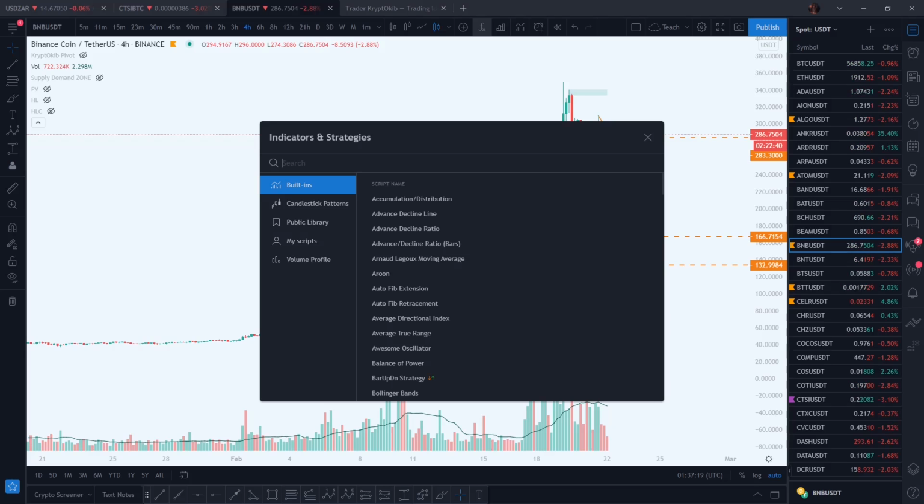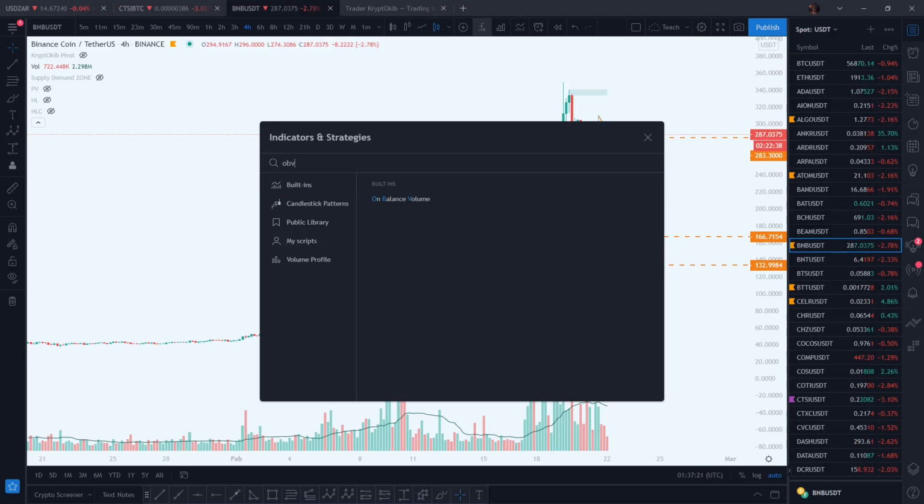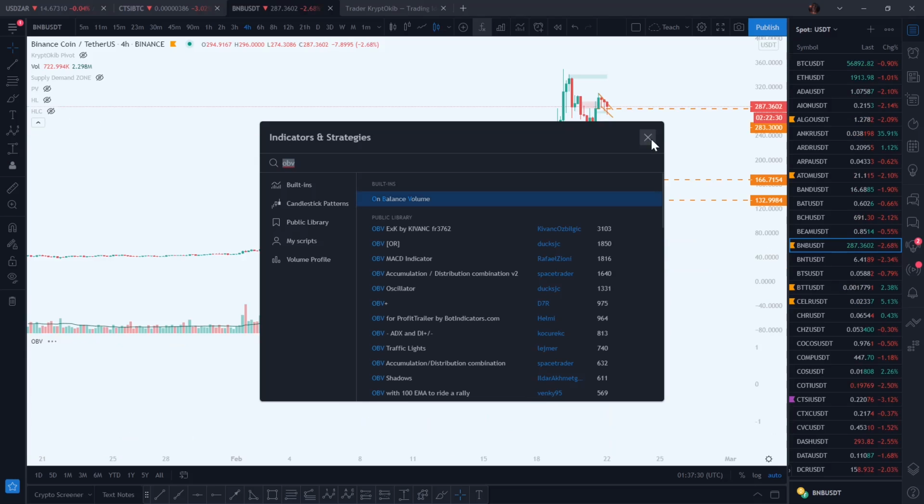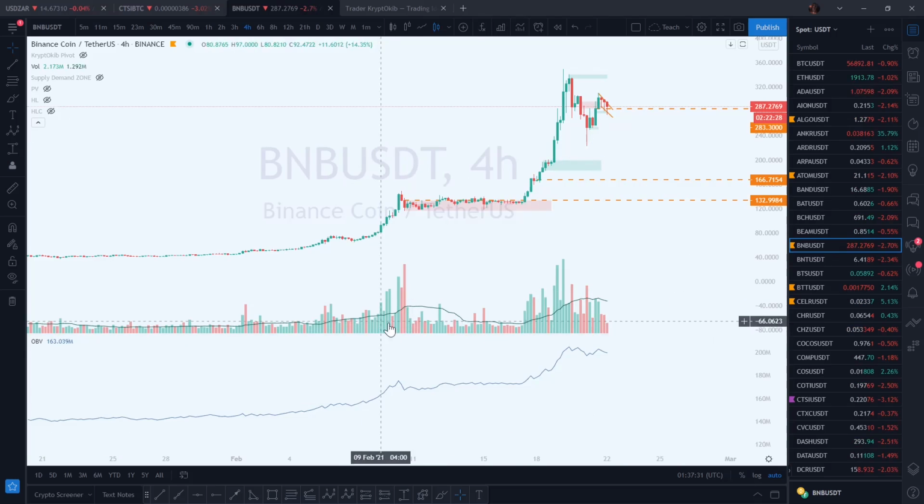So here we are looking for OBV. Or should I even deploy the OBV and the MFI together? Let's do one by one. So this is a traditional volume indicator, right? Let me turn that off.